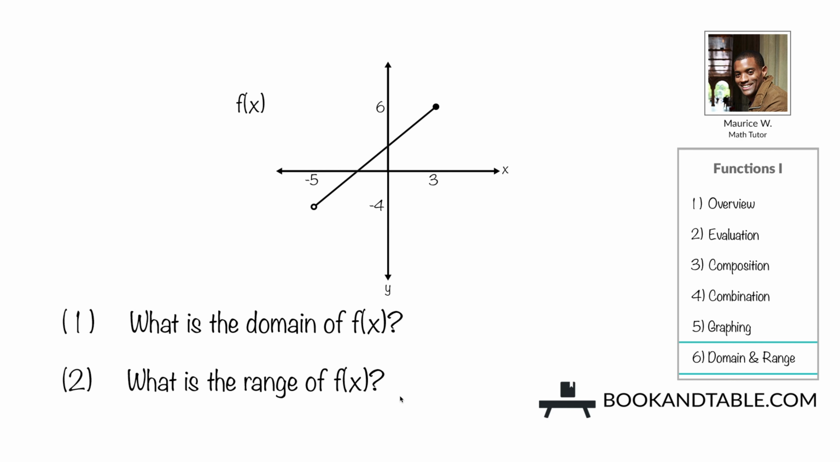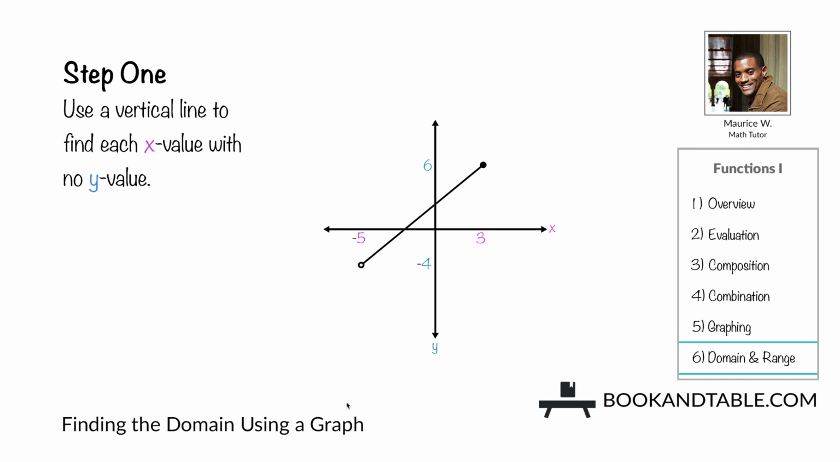Now let's walk through an example together. Let's say this were a sketch of the function f of x. The first question is, what is the domain of f of x? And the second question would be, what is the range of f of x? So let's have a look. So to find the domain using this graph, step 1, use a vertical line to find each x value with no y value. So we'll start at one end of the function and we'll work our way to the other end using a vertical line.